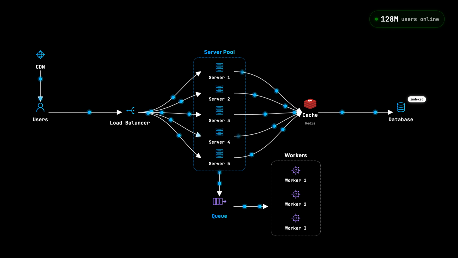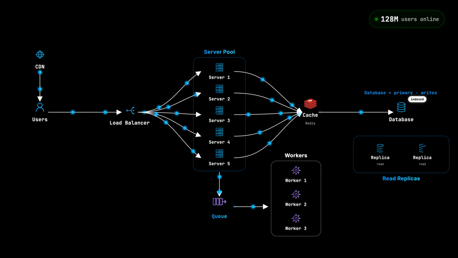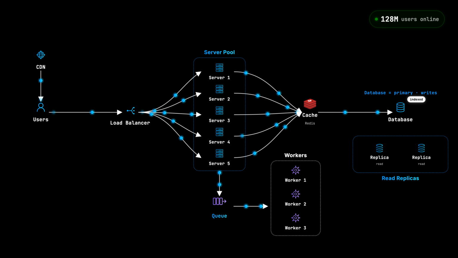First step: stop making one database do everything. Make copies. One main database takes the writes. A few copies, called replicas, handle the reads. And since apps read much more than they write, the work spreads out.